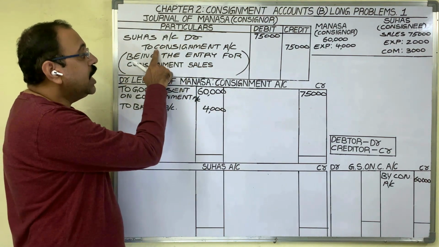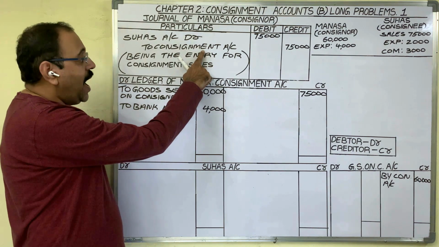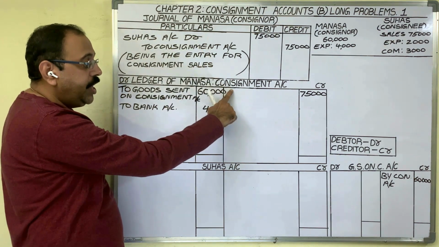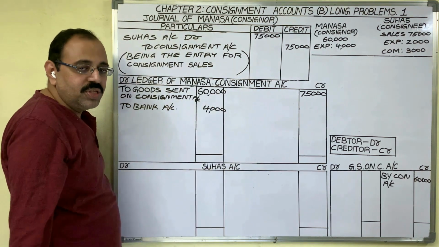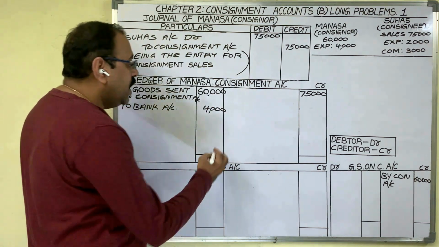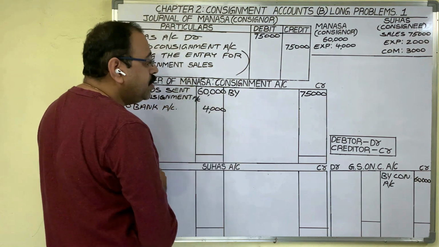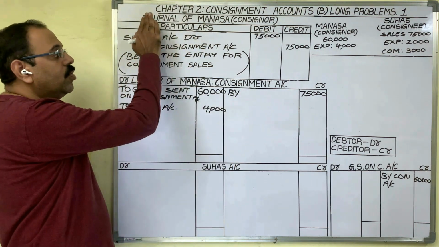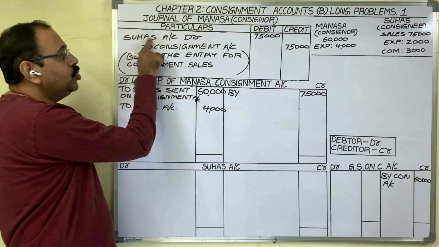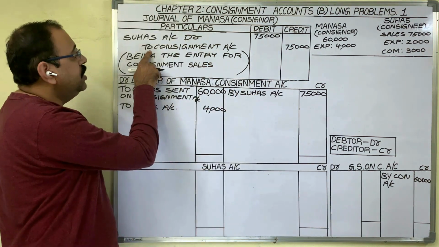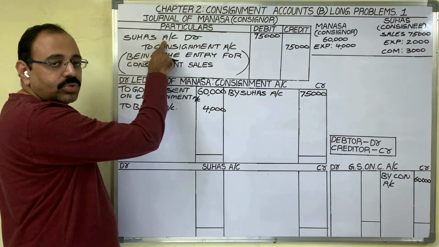Let us post in consignment account first. As consignment account is credited, in consignment account credit side we have to post this entry. Credit side with "By" we have to start, and what to write in particulars column? Other account name. Now other account is Suhas account. By Suhas account.